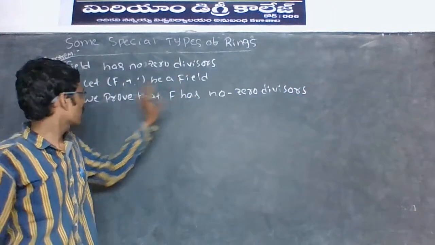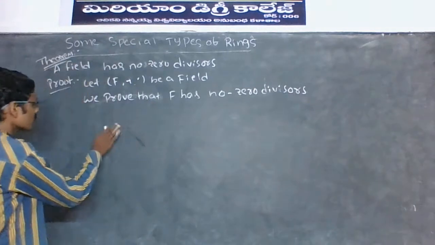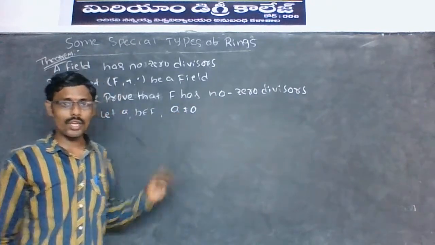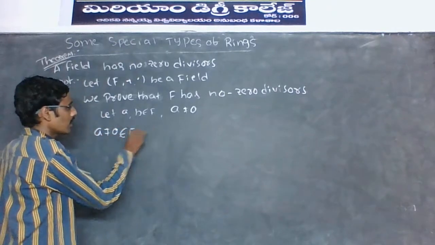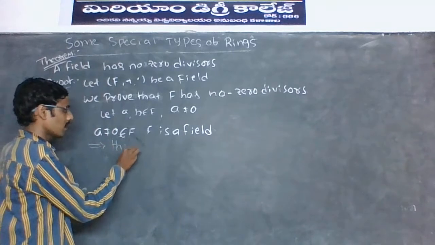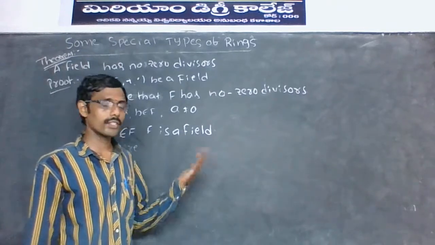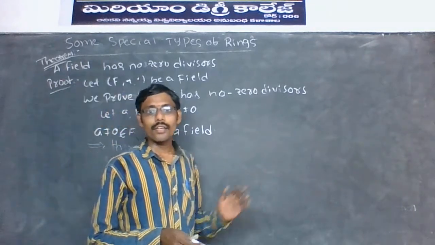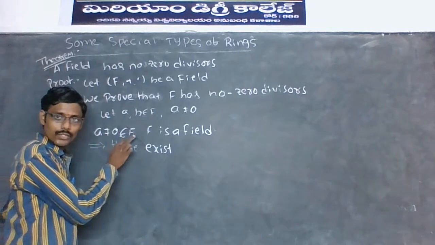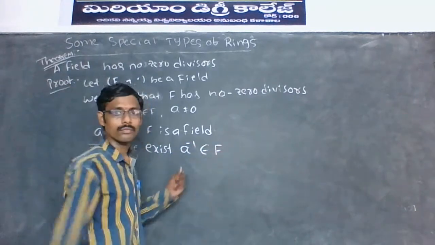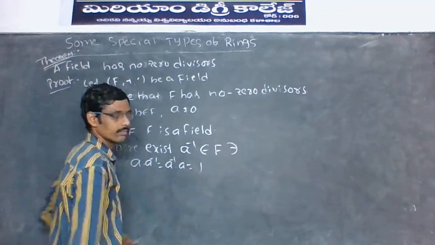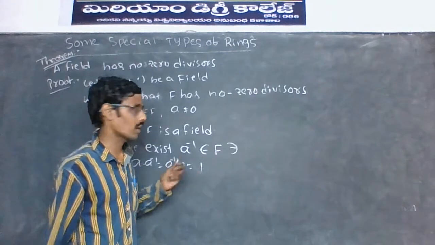Let F plus comma dot be a field. We prove that F has no zero divisors. Let A, B belong to F, with A not equal to 0. F is a field, so it satisfies the conditions: F is a ring, F is commutative, F has unity element, and every non-zero element is invertible. So A not equal to 0 belonging to F, there exists A inverse belonging to F such that A into A inverse equals A inverse into A equals 1.